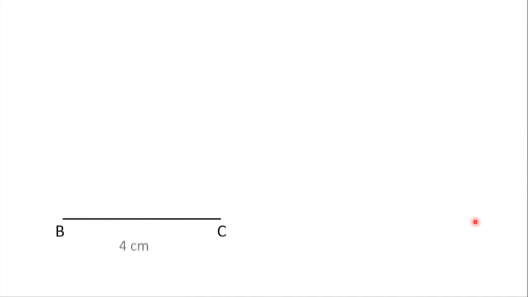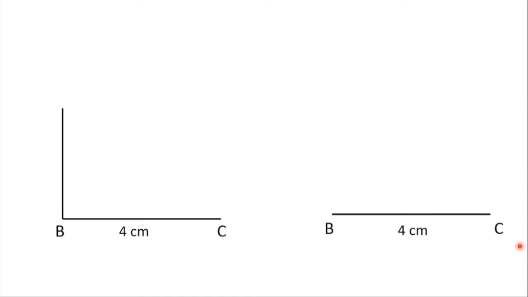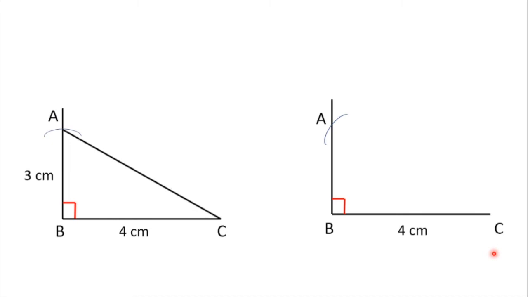Okay, so this is the segment BC, which is equal to 4 centimeter, in both the cases. So let us try to construct an angle of 90 degrees at B in both the figures. Now here the length of AB is given as 3 centimeter. Here the length of CA is given as 5 centimeter. So we got the point A. So join C and A.